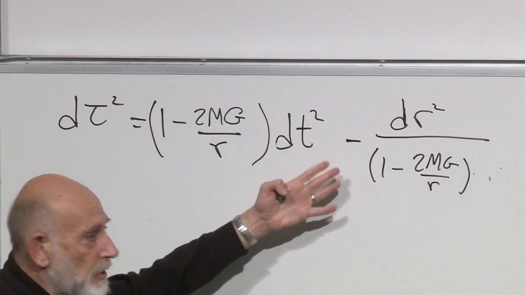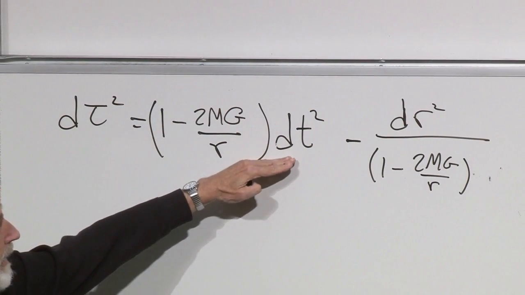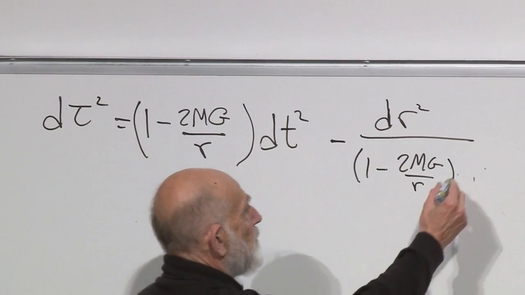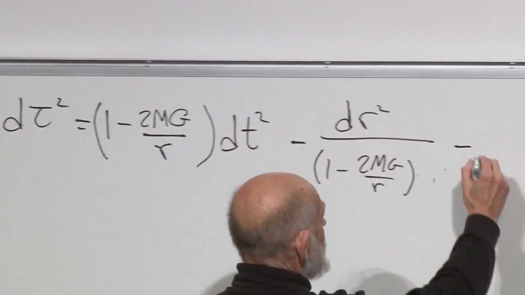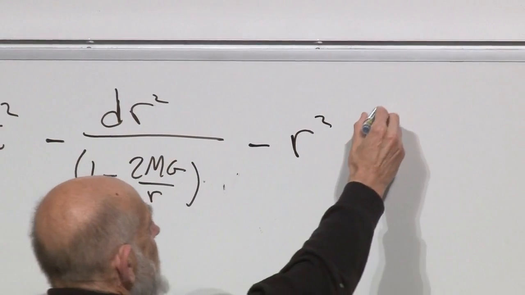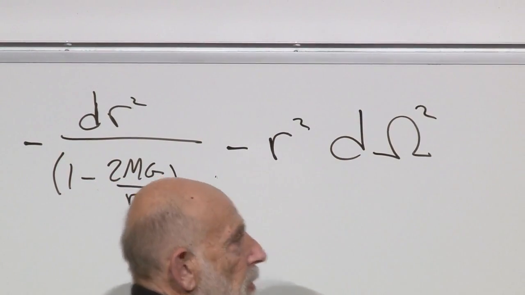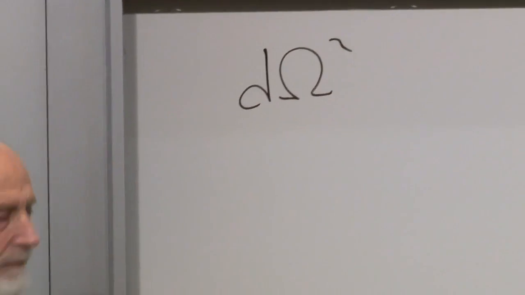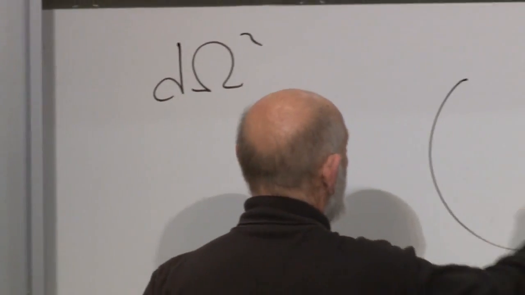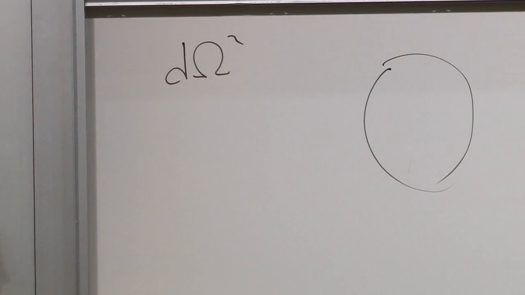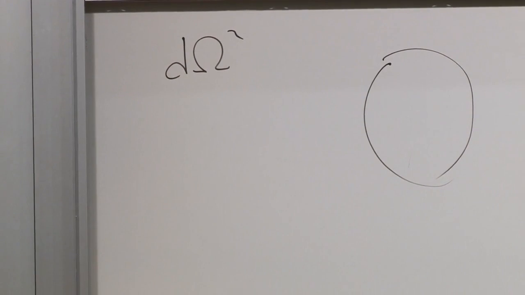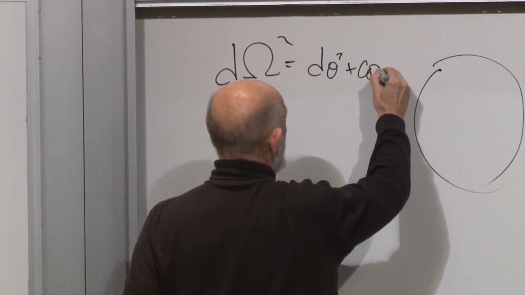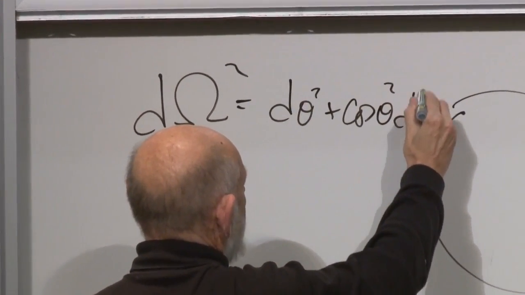But so does this. So there will always be one coordinate with a positive sign here and 3 other coordinates with a negative sign. Let's write in the other 3 coordinates. The other 3 coordinates would be r squared times d omega squared. The d omega squared, let's write it over here, is just the metric of a unit sphere. It's just the metric of a sphere in azimuthal and polar angle. So it's just d theta squared plus sine of theta squared d phi squared.